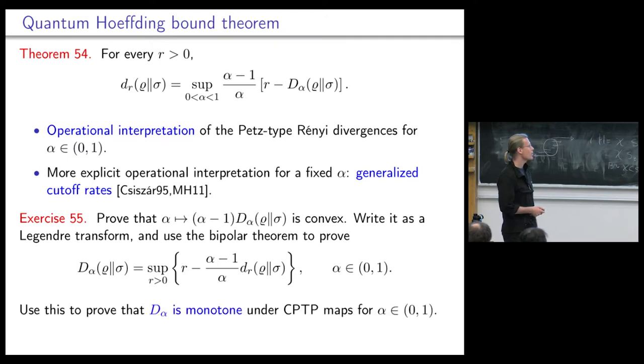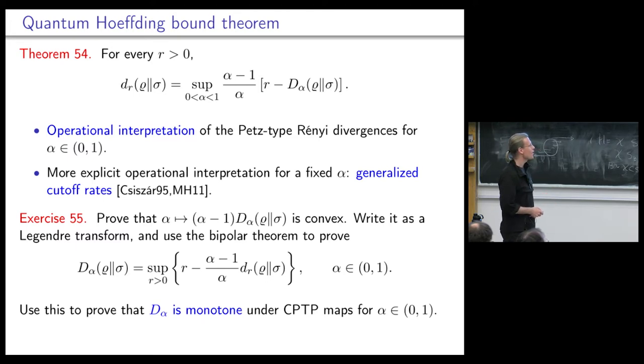Why is it good? Well, apart from getting an operational interpretation for this, it is almost trivial to show that from this expression, we can prove that these Rényi divergences are monotone under completely positive trace preserving maps. Okay. So this is a very indirect way to prove monotonicity, which is basically a matrix analytic question. But it's a very operational way of proving monotonicity.